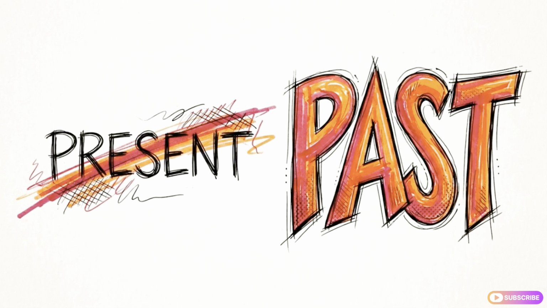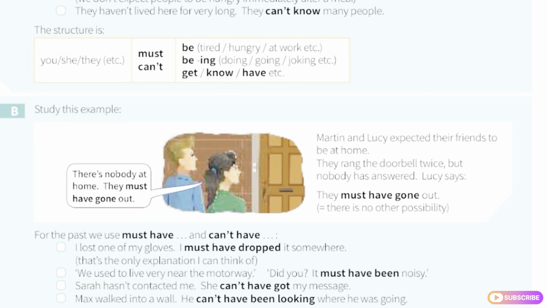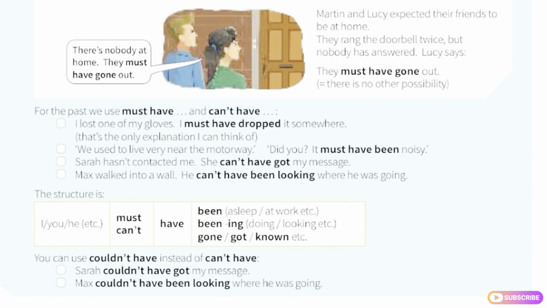That handles the present. However, the structure changes when the event we are discussing has already happened. Section B provides a past tense scenario. Friends aren't answering the door, so they must have left. To discuss past events, follow this second table. Add our modal verb, the word have, and the past participle. Must go becomes must have gone.